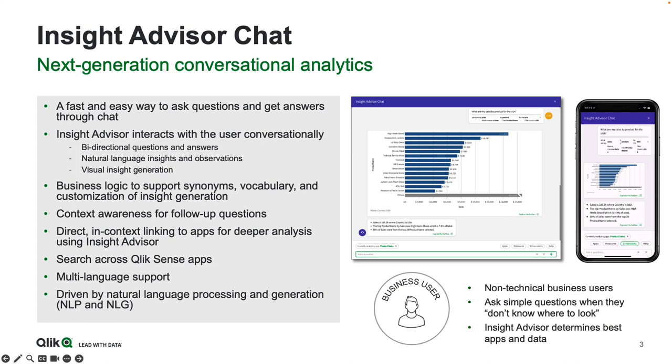The user that wants to quickly ask questions and get answers when they don't necessarily know where to look for the data. You can easily ask questions, and Insight Advisor Chat will search across all of your Qlik Sense applications that are enabled and recommend the best sources of data for your question. It will then interact with you in a simple conversational manner, allowing you to get the answers you need to take action in the business moment.